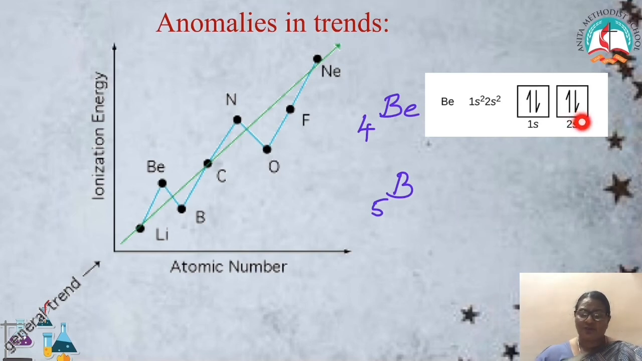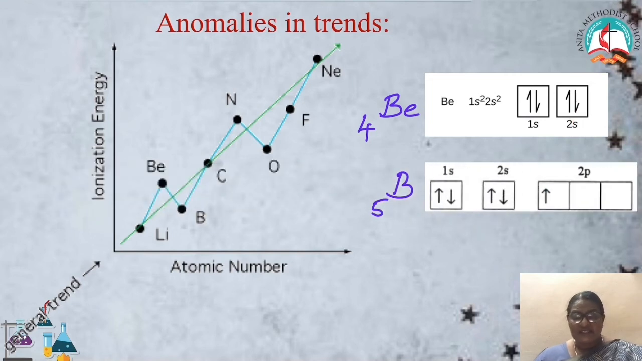But in the case of boron, the atomic number is 5. The electronic configuration is 1s2, 2s2, 2p1. If I remove this one electron, boron is going to be stable. So, you have to spend very less energy to easily remove the electron from boron, and therefore, there is a dip from the expected level. Even very less energy is enough in the case of boron.